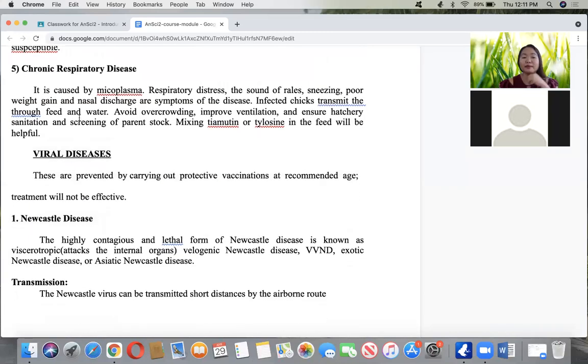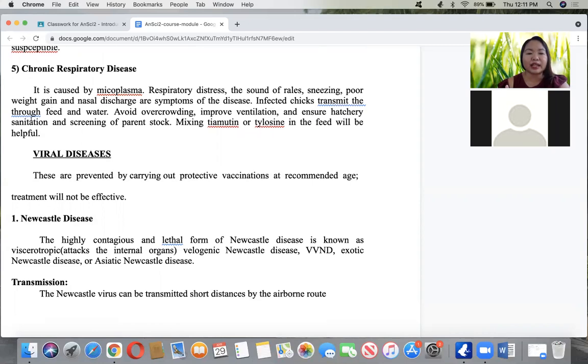And the last one, bacterial disease, is the chronic respiratory disease caused by mycoplasma. So, mahirap sila huminga, no? Respiratory distress, with sounds of rales, sneezing, poor weight gain, and nasal discharge.